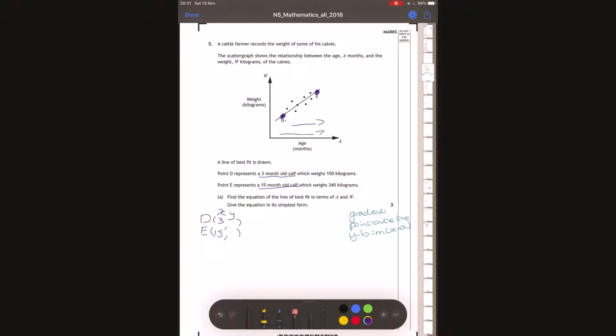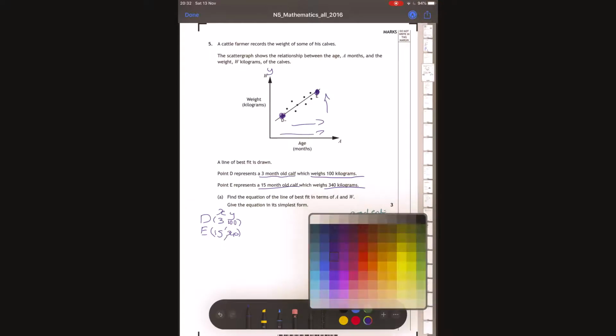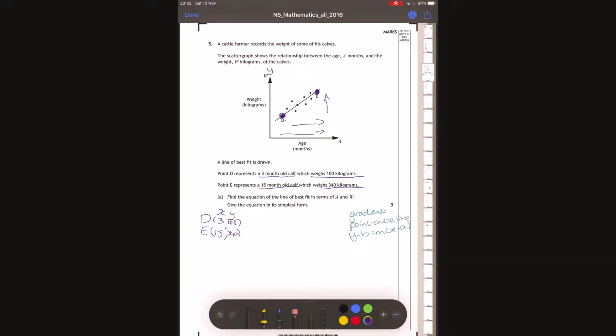And then on the y-axis, i.e. the W, weight, 100 kilograms. So Y is 100. And then the 15-month-old calf is 340 kilograms. So that'd be 340. Does this make sense? Well, yes, because E is higher up than D, which is what we would expect, because it's 3.4 times greater than D. So, now that we have our values, good old gradient formula.